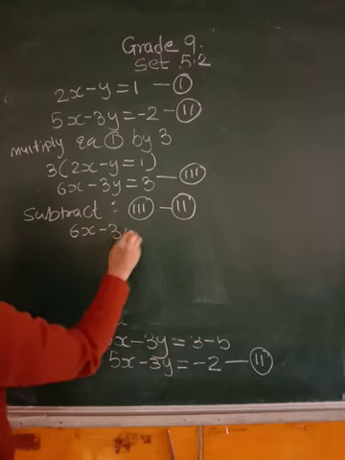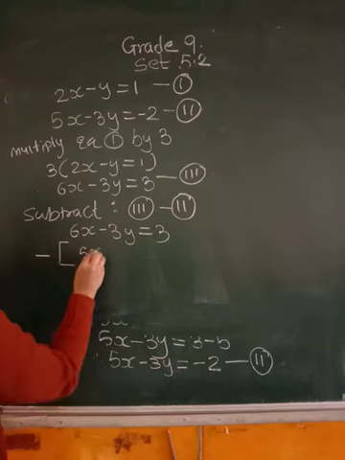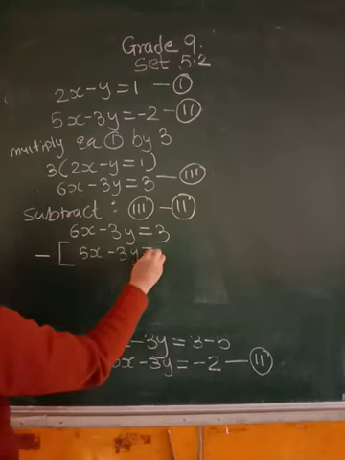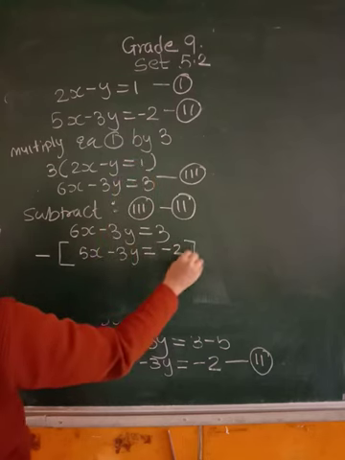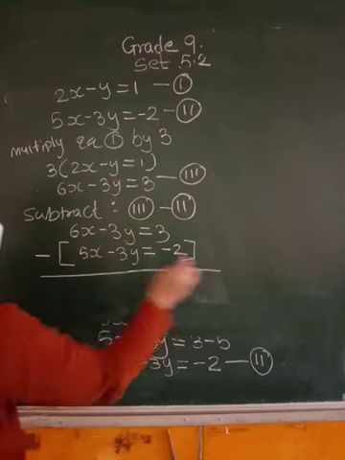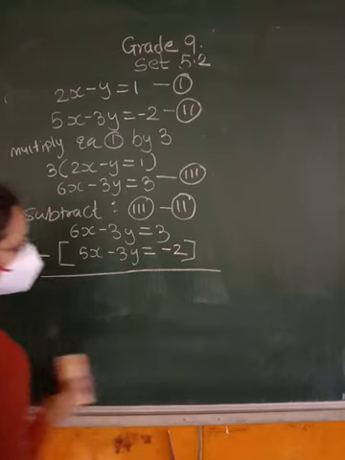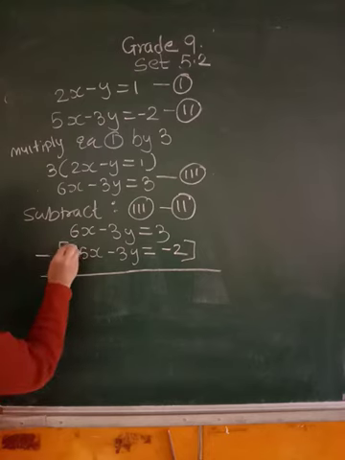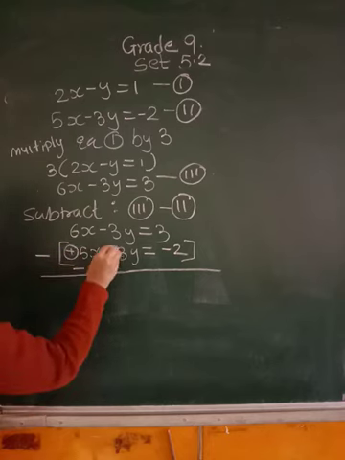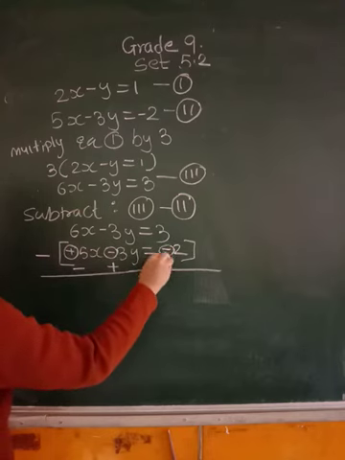6x minus 3y is equal to 3. From this I am subtracting 5x minus 3y is equal to minus 2. Now subtraction means signs are going to change. We know that. So please keep some space over here. Your work should be neat and tidy. Alright. 5 is having plus sign originally. This will become minus. This minus will become plus. And this minus also will become plus.